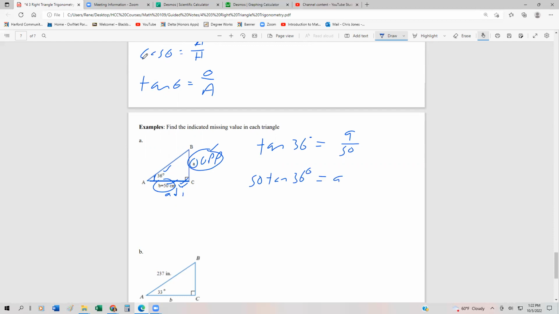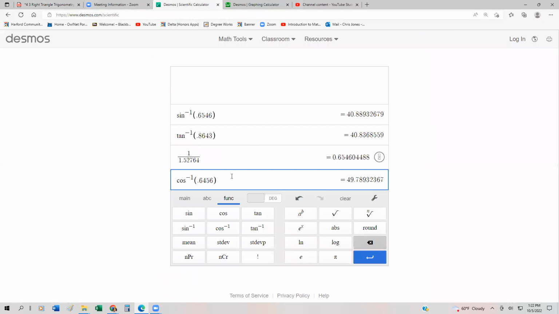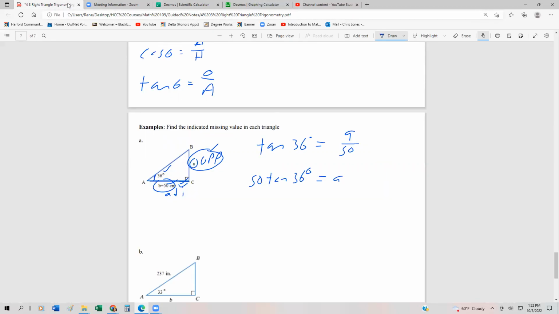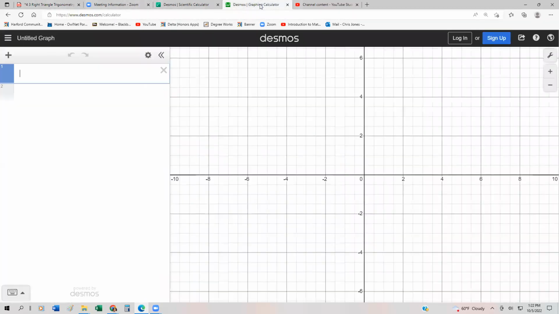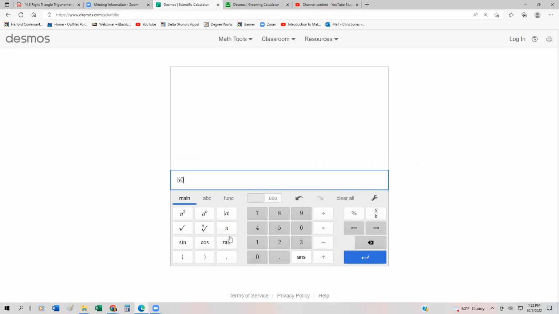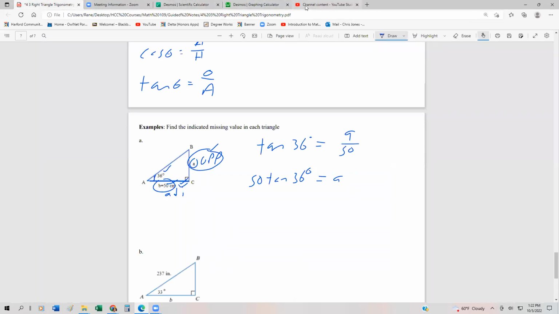Then I'm just going to punch that into my calculator. I'll go back to my main functions and type in 50 tangent of 36, making sure we're in degree mode, which we are. So 50 tangent of 36 degrees is 36.327. We'll round it off to 3 decimal places. Technically, it would be in centimeters since that's the unit here, and that would be A.